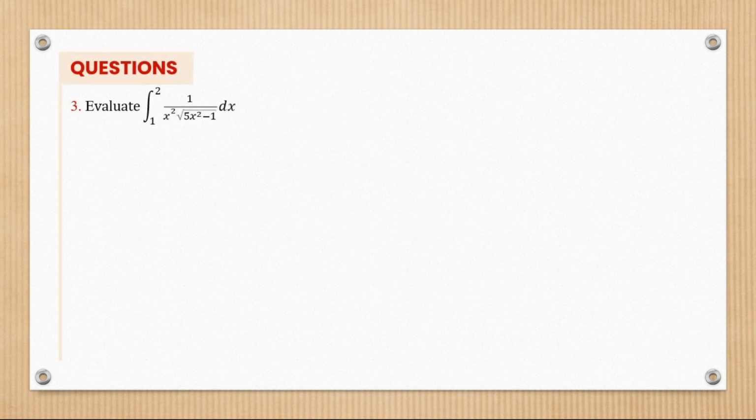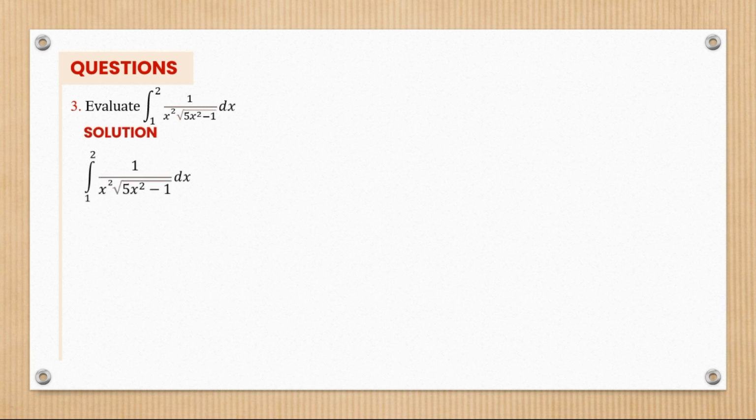Alright, so question number 3, we're being told to evaluate this. Now this actually has limits, so the upper limit is 2 and the lower limit is 1. So I have 1 over x squared into the root x squared times root of 5x squared minus 1 dx. Now this also requires sec substitution, as I can see from the arrangement.